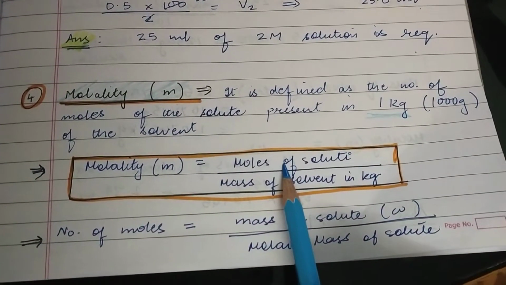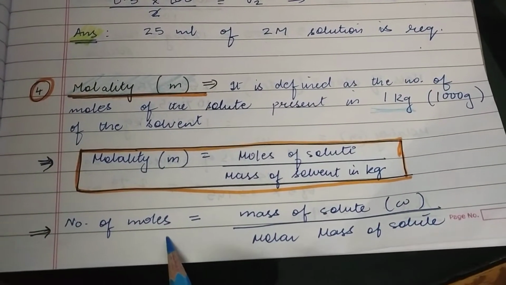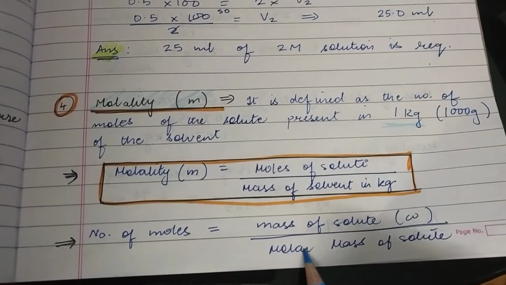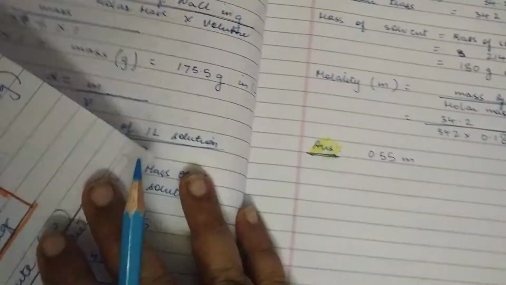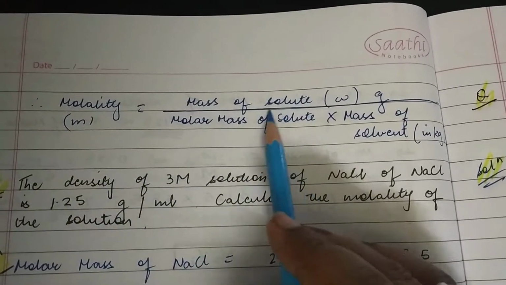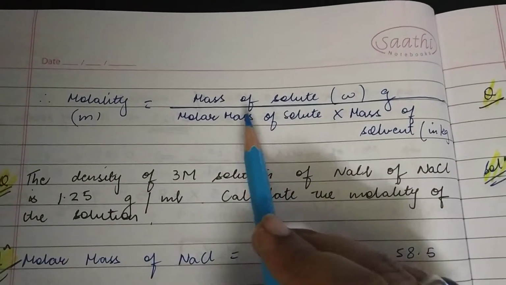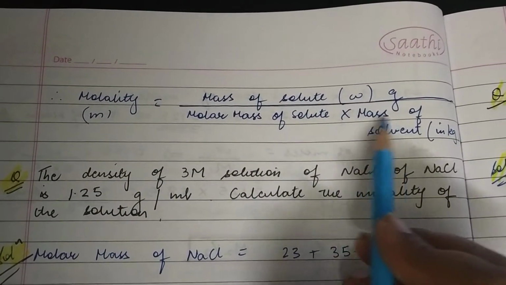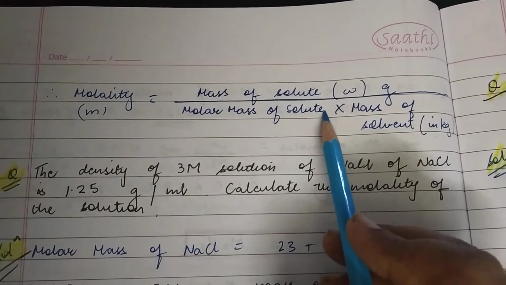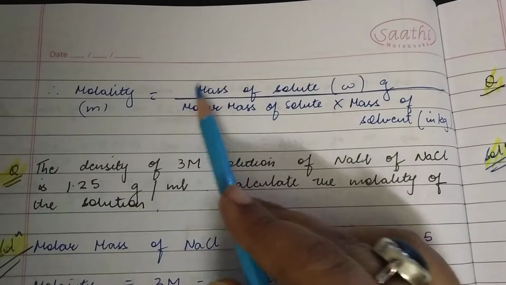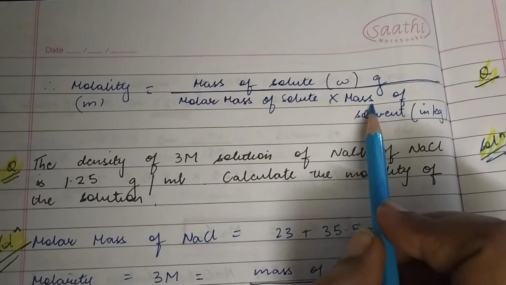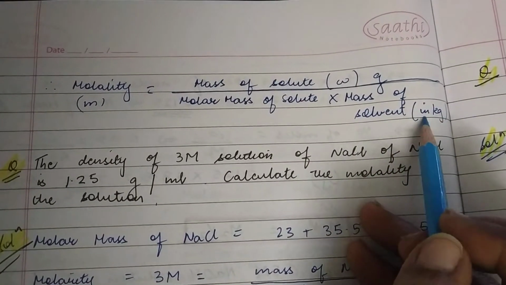Also, we know how we calculate the number of moles of the solute. Simple formula, we have been using it, that is mass of the solute in grams upon molar mass of the solute. Then taking the same, we can also write the formula for molality like this: mass of the solute in grams upon the molar mass of the solute into the mass of the solvent in kgs. So this, if you see, just look at this, mass of the solute upon the molar mass. This is nothing but the number of moles, and then we are dividing it by the mass of the solvent in kgs.